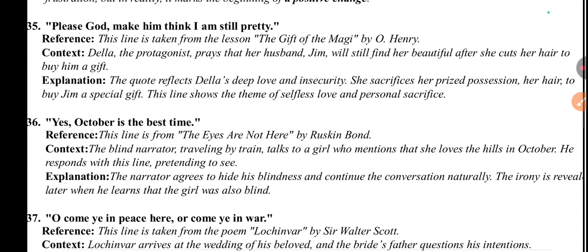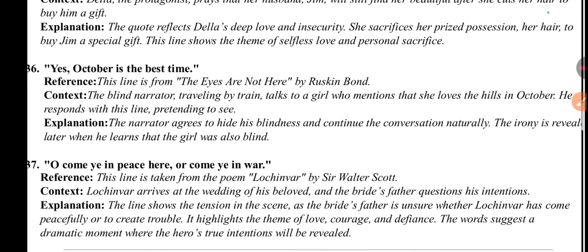Question number 35. Please God, make him think I am still pretty. Reference: This line is taken from the lesson The Gift of the Magi by O. Henry. Context: Della, the protagonist, prays that her husband Jim will still find her beautiful after she cuts her hair to buy him a gift. Explanation: The quote reflects Della's deep love and insecurity. She sacrificed her prized possession, her hair, to buy Jim a special gift. This line shows the theme of selfless love and personal sacrifice.